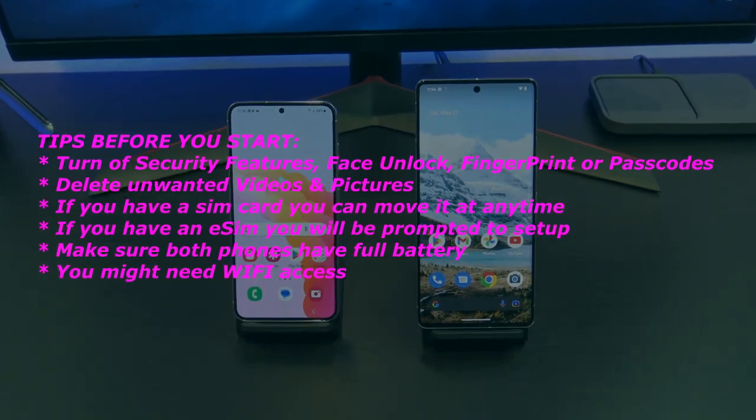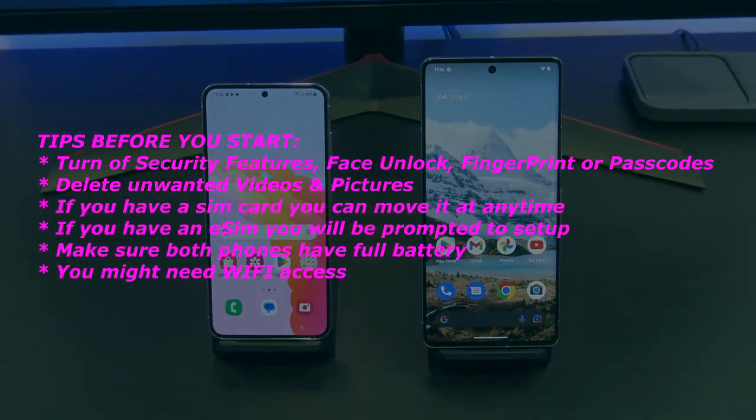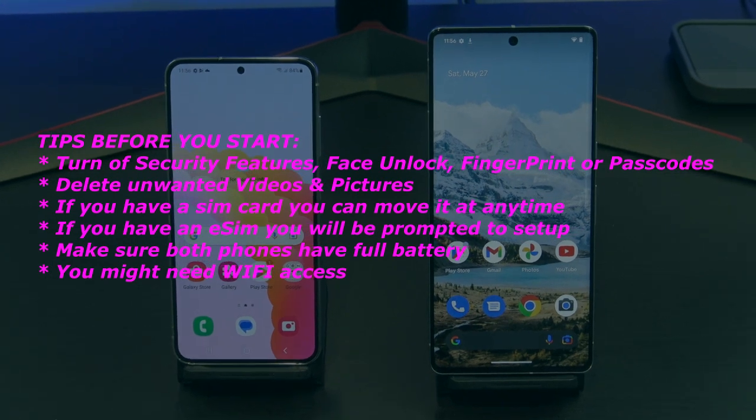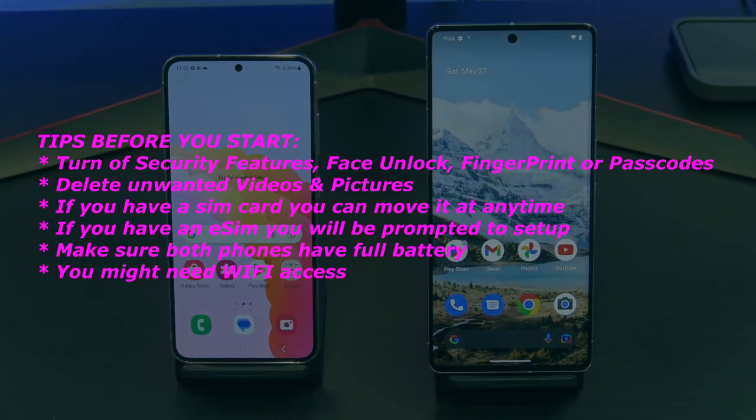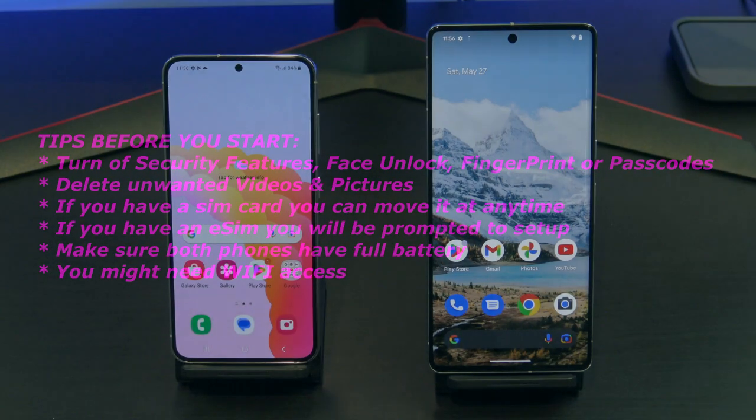Turn off any security features such as face unlock, fingerprint, or passcodes, as they might interrupt the transfer process. Delete any unwanted videos and pictures. This is to save transfer time and also space on your new phone. If you have a SIM card, you can transfer it at any time. If you have an eSIM, you will be prompted to set it up.